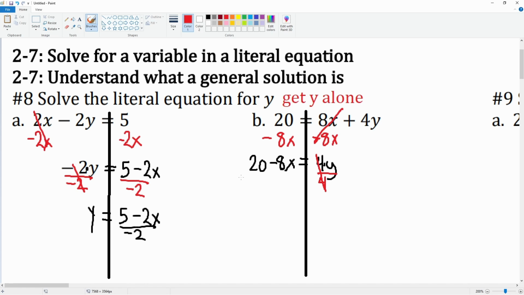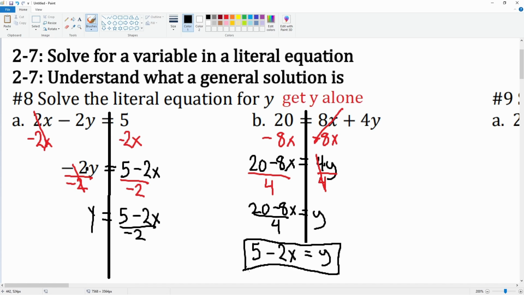The 4 on top will cancel with the 4 on the bottom. Make sure you also do it to the left hand side. So you can write y equals 20 minus 8x divided by 4. That is an acceptable answer. Actually, you can simplify this a little bit further. 20 divided by 4 is 5. Negative 8 divided by 4 is negative 2. Bring down the x, and that's equal to y. This is the better answer because it is in the simplest form.